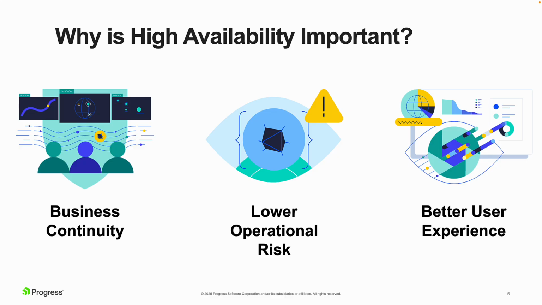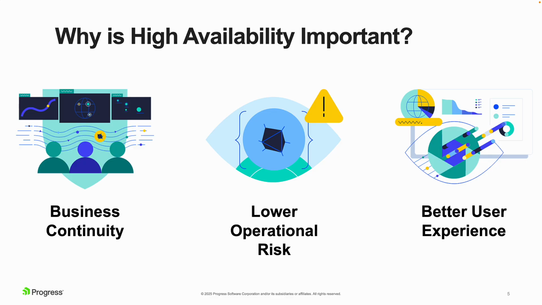Next up is the lower operational risk. Infrastructure without high availability is vulnerable to single points of failure. A crashed server or a misconfigured switch can take down entire services. High availability reduces the risk by introducing redundancy, allowing systems to recover instantly and continue functioning. This not only protects against outages, but also reduces the pressure on IT teams during incidents, enabling faster recovery and fewer escalations.